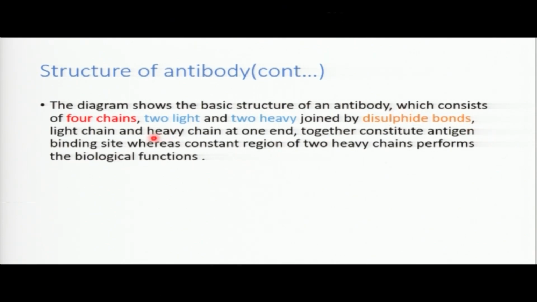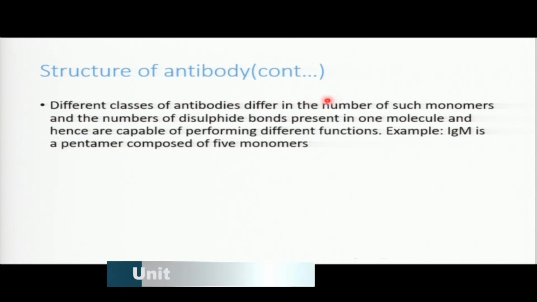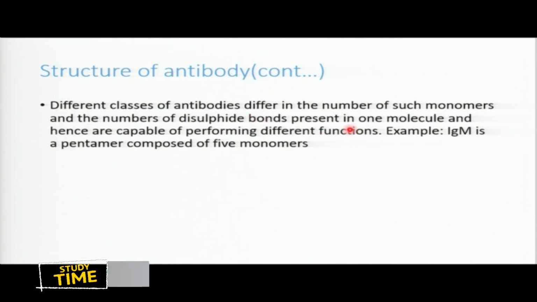We have also what you call the constant regions of the 2 heavy chains, that region that is not changing. We do have also another one that is a variable one. So we now have different classes of antibodies. They differ in their monomers and the number of disulfide bonds. Are you together? So we have different antibodies, and they also carry different functions. We are going to see it.